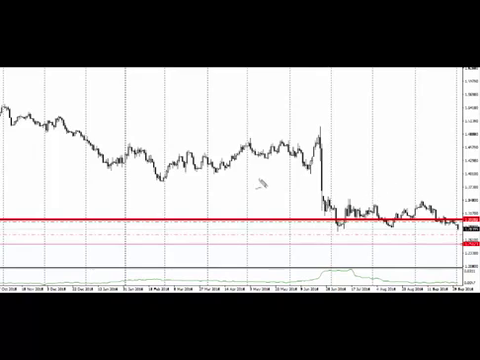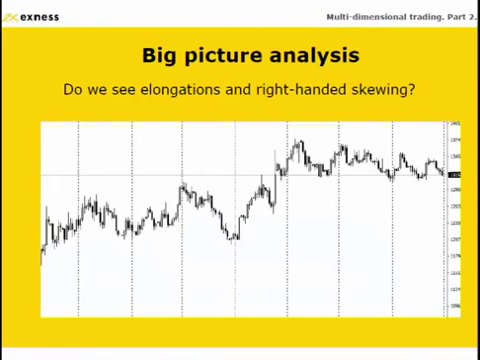And the second thing: we already know that there are no overlaps. Structure is not being repaired here. We have no overlaps. It is a sign of a trending market. I would say it is even a sign of a young trending market. What else do we have here?